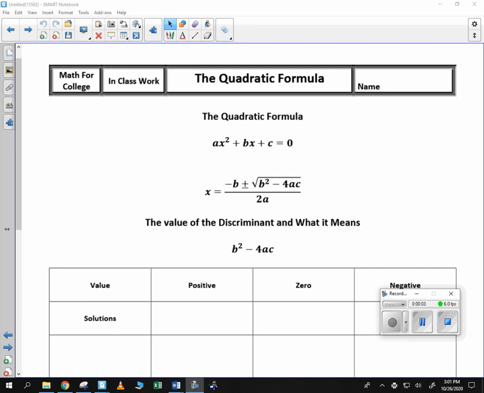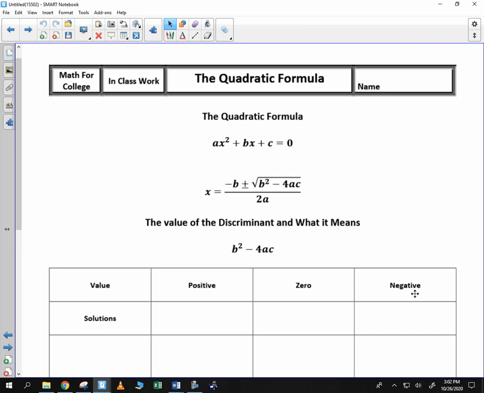Okay, math for college. We're looking at the quadratic formula today. This is the last lesson of your unit. So we're shoving this in kind of with the rest of the radicals because you have a radical involved here and you're used to simplifying it. But it does raise some question about quadratics, namely the shape of a parabola.